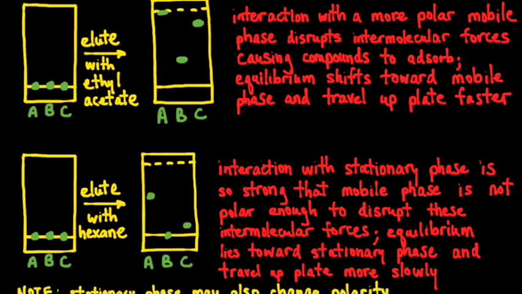It is important to note that even though I have illustrated changing the mobile phase to adjust the polarity, the stationary phase may also change. A TLC plate can also be coated with something nonpolar. For example, a C18 coating is a nonpolar stationary phase that has a long 18-carbon chain on the surface. This will cause nonpolar compounds to stick more tightly, the exact opposite from what we saw with silica gel.